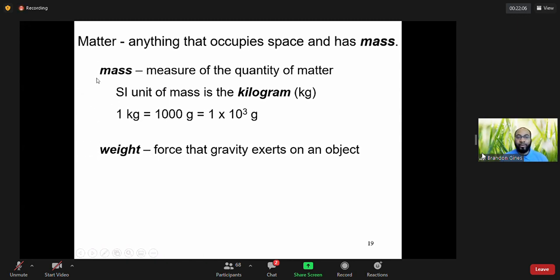Not to get that confused with weight though. Weight is actually defined as the force of gravity exerted on an object, right? Now, here on Earth, mass is pretty equivalent to weight, although they differ in terms of their definition.